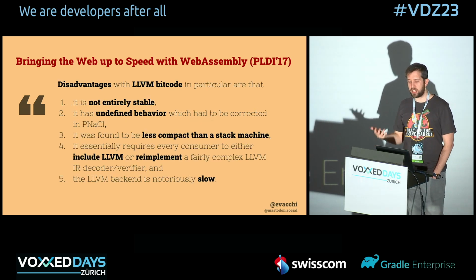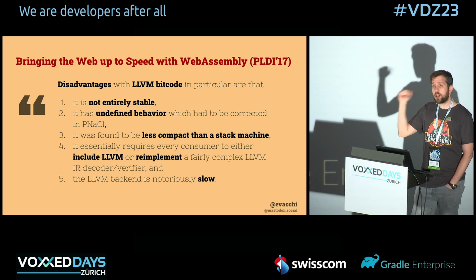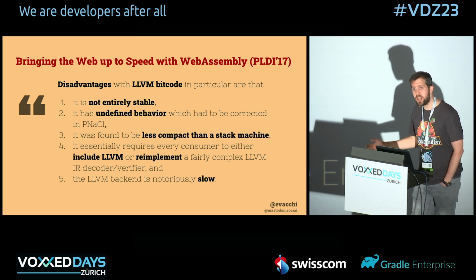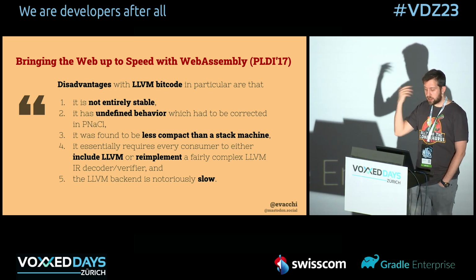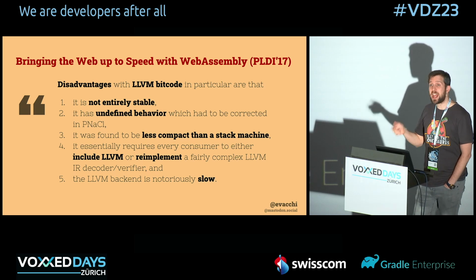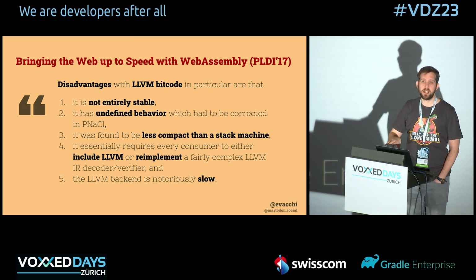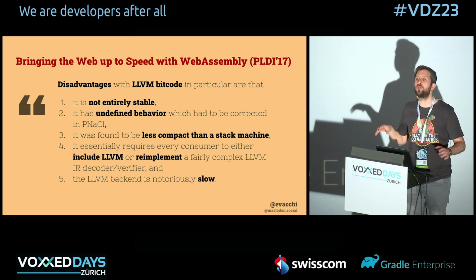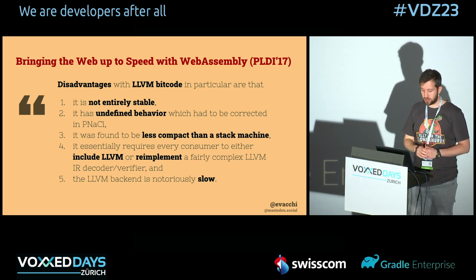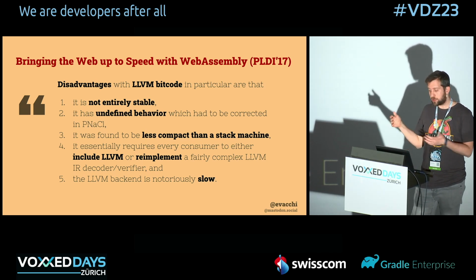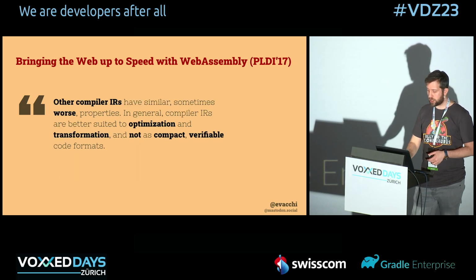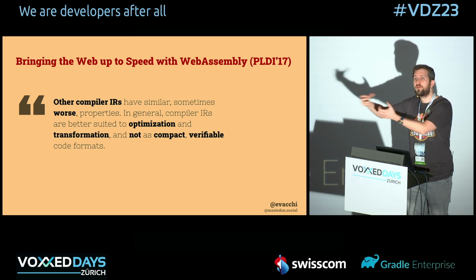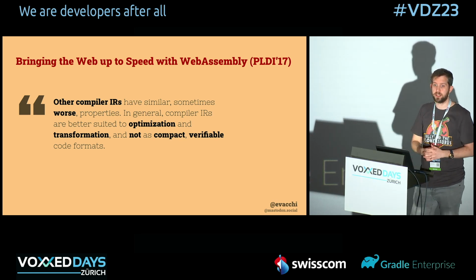There are many disadvantages with the LLVM bitcode. It is not entirely stable. Any major version may change the bitcode format. It has undefined behavior like C. It's less compact than a stock machine. It requires every consumer to implement LLVM or ship with LLVM. So imagine in your browser you would ship that project together. And the LLVM backend is notoriously slow because it's really meant just for being a compilation target, because it's really meant to do transformation and optimization, not to be run directly.